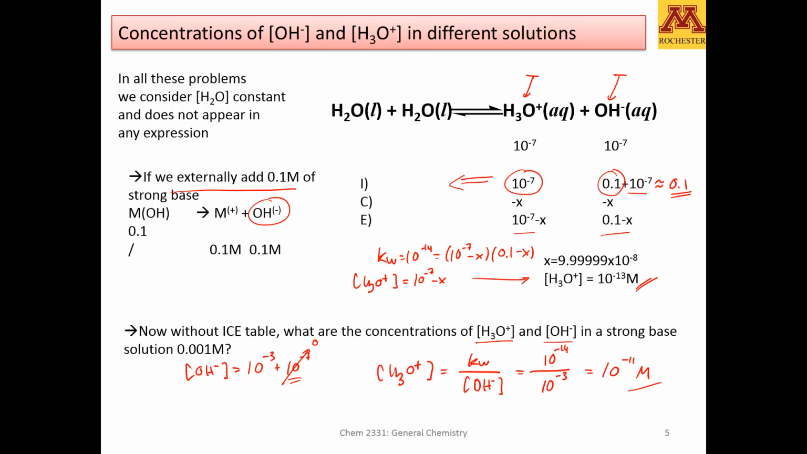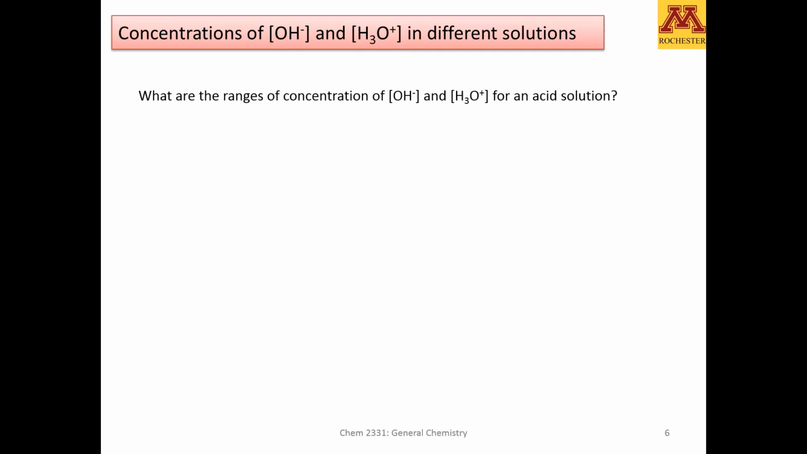Okay, so we figured out the concentrations of hydronium and hydroxide without having to calculate any ice table or solve any quadratic equation. It's much easier. So let's see what we have learned. What are the ranges of concentration for an acidic solution? So we said that for a neutral solution, the concentration of OH minus is the same as the concentration of H3O plus, and that's 10 to the negative 7 molar.